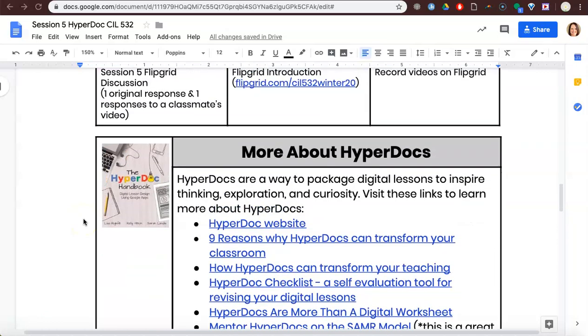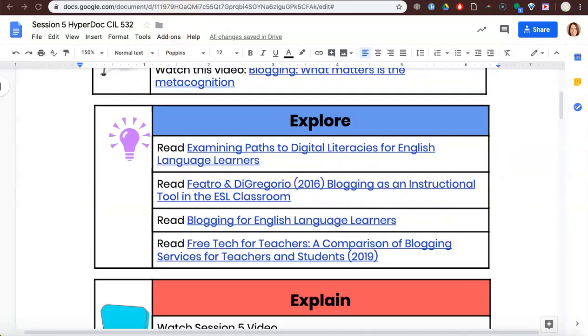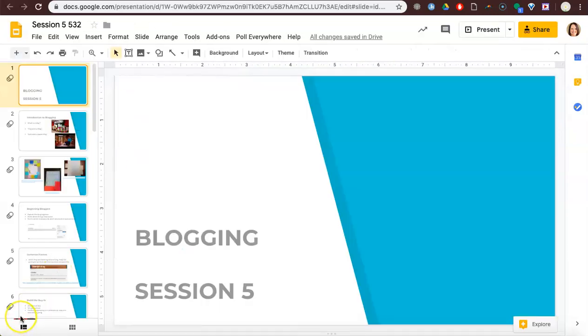And we will get started with session 5, blogging for ELs. So let's take a look at how we can use blogging to support ELs writing development.